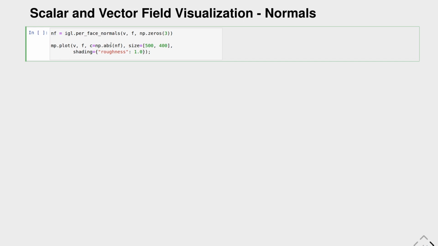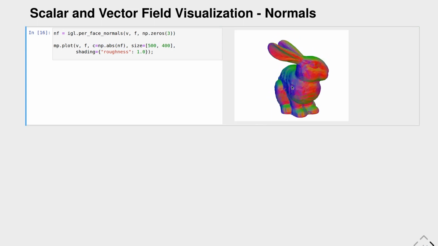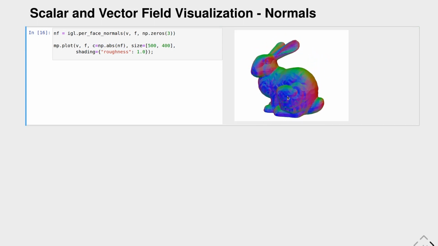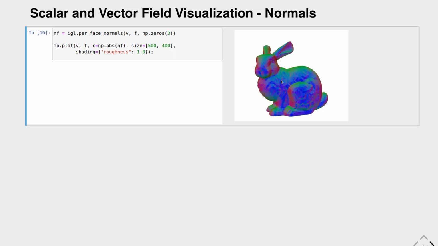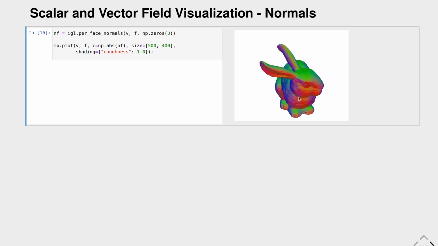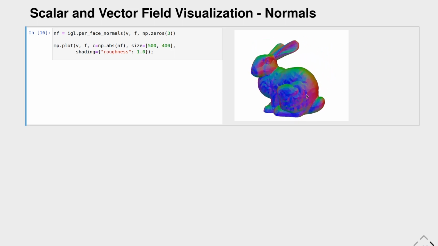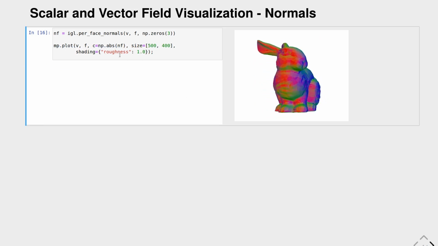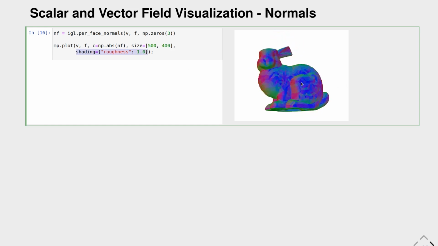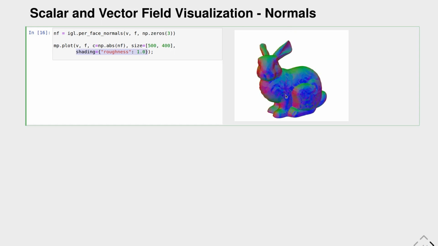To visualize these face normals, we can, for example, pick color coding, so we hand in the colors again, and we just use the absolute value of these face normals. Let's see how this works out. So this is the plot, and we see that the normal direction of our face normals is directly mapped into red, green, and blue color values. So the colors show us into which direction the triangles point. For this, we also set some shading parameters in order to avoid misleading reflections.